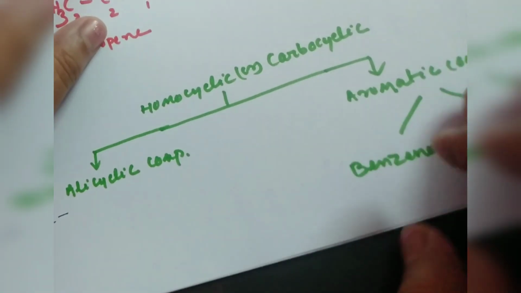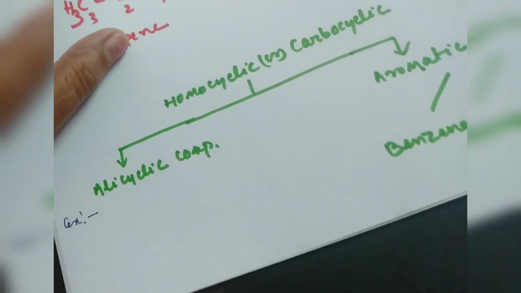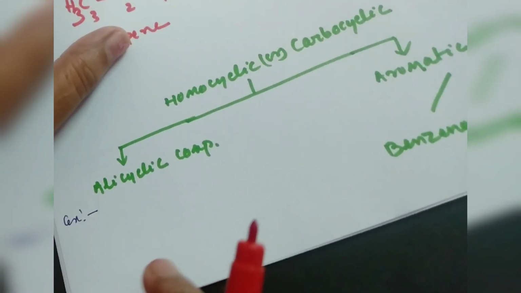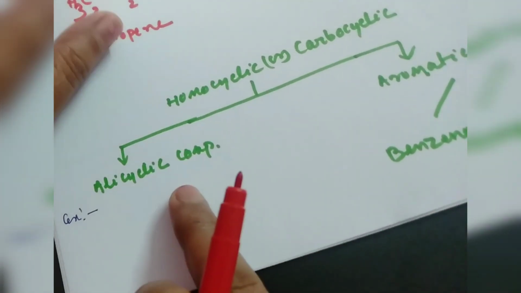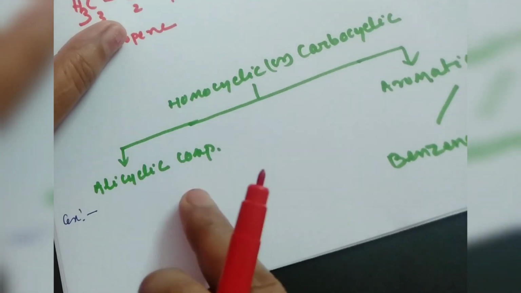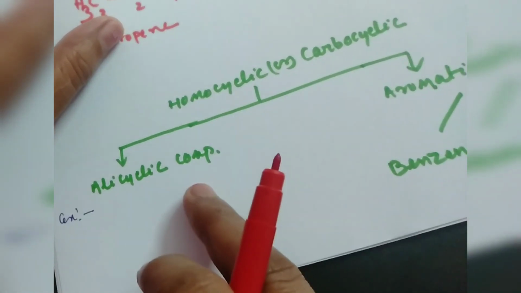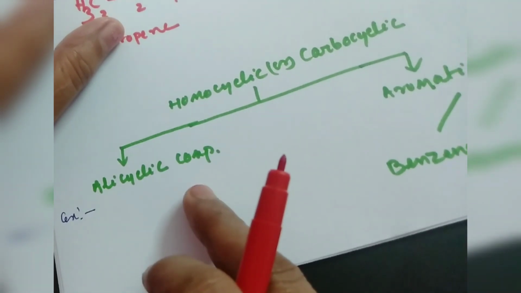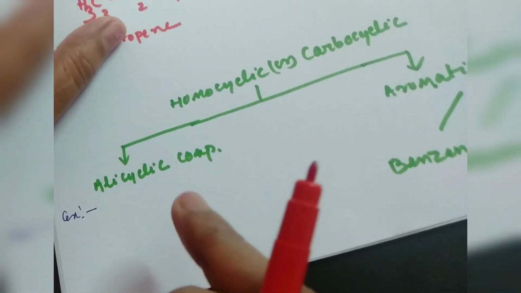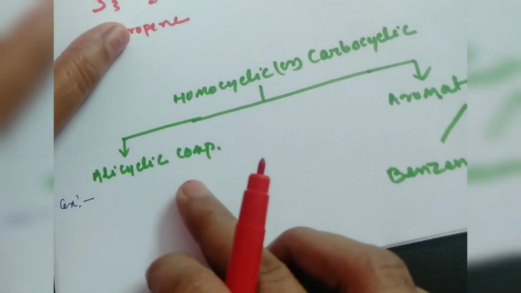One is alicyclic compound and the other is aromatic compounds. Which compounds are known as alicyclic compounds? Now normally, a homocyclic compound is cyclic. Cyclic means it is a ring compound which is made up of carbon only. That is why it is called homocyclic or carbocyclic. Now alicyclic: ali means aliphatic, cyclic means closed chain. That means the aliphatic closed chain compounds come under alicyclic compounds.